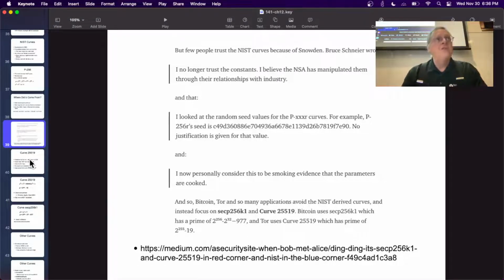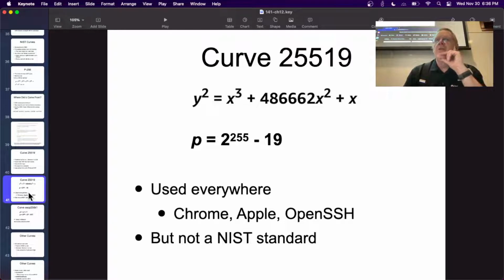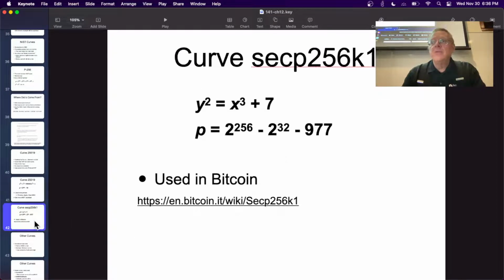So if you don't want to use the official NIST approved curves, then what most people use is 25519. This is faster than NIST, it has short keys, and no suspicious constants, and it has this property of using the same formula for both kinds of addition. So this is the one you've got. Here's the prime number, the prime number closest to 2 to the 255, which you could have done in the projects here. The closest to 2 to the 255 is 19 below it. And this is used all over the place, but it's not approved by the government.